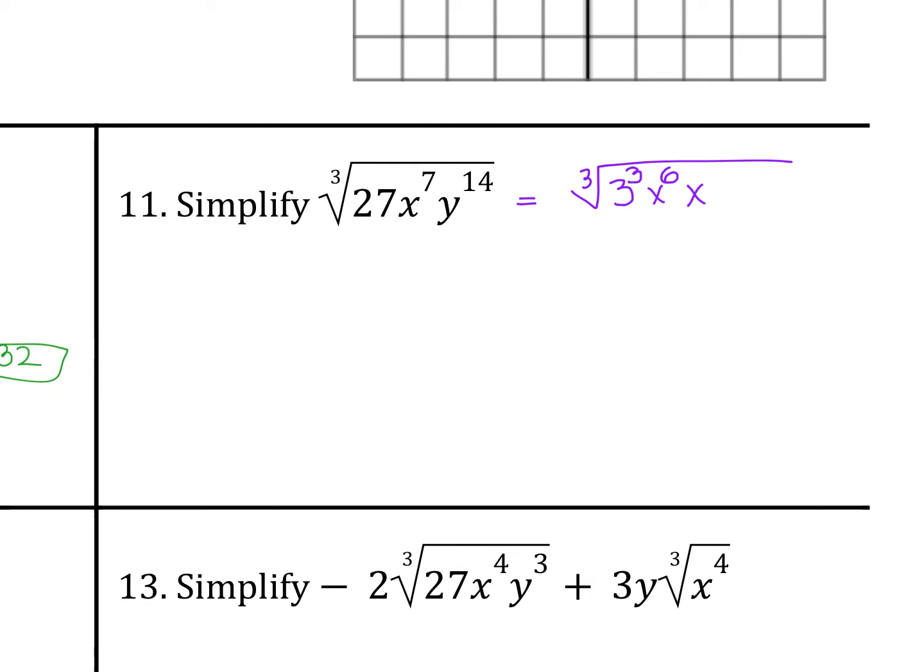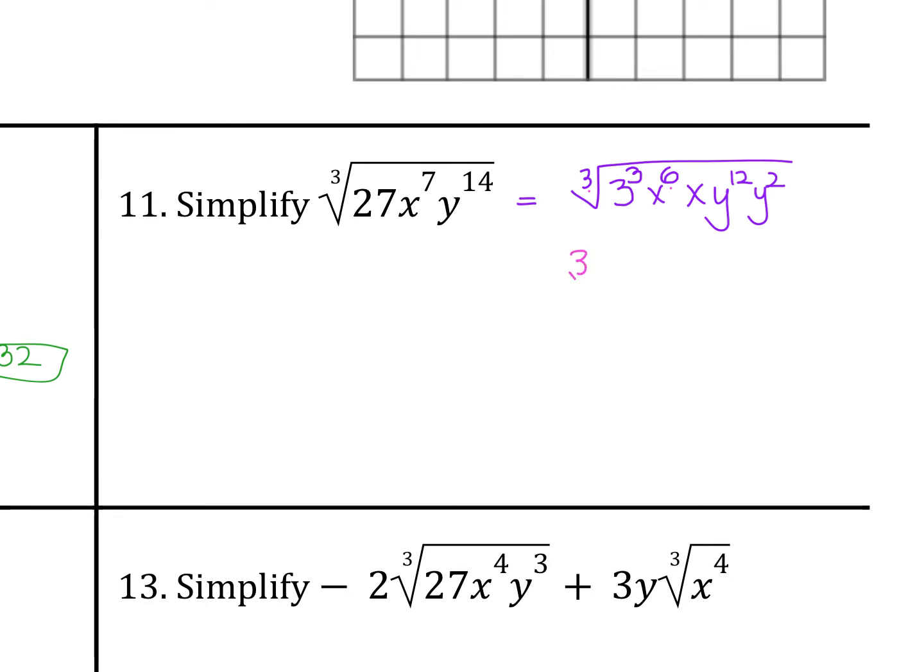3 goes into 14 about 4 times, and 4 times 3 is 12. So I'm going to write it as y to the 12th, and then I have 2 more left over. Remember, 12 plus 2 is 14, and 6 plus 1 is 7, so I didn't really change it. That's just a shorter way to write it. How I look at it is, I know 3 goes into 6 2 times.